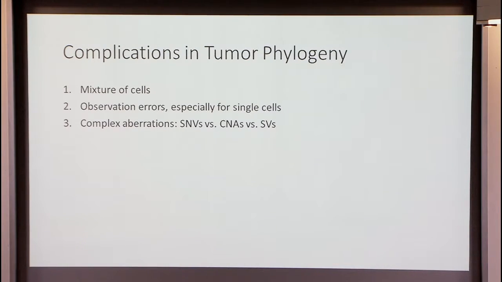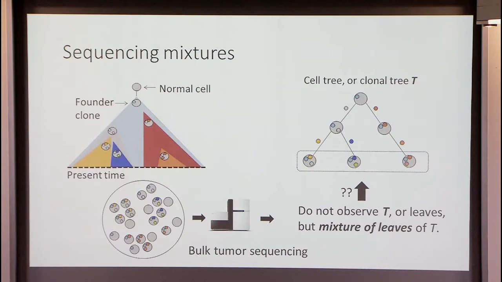And then we have these issues with these complex aberrations. If we want to understand how those progressed in our population, then we start to run into problems with some of the assumptions that are used. So let me talk about the first challenge, and then we'll go through the other two. So this question of sequencing mixtures.